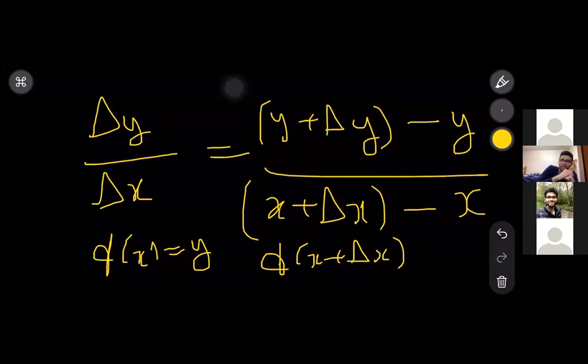So we define f of x to be y, and then we changed x a little bit, and we said that when you change x a little bit, the y will also change a little bit. So the change in x, we called it x plus delta x, and the change becomes delta x, and then y becomes y plus delta y, so the change becomes delta y. So now we know that f of x plus delta x should be y plus delta y.